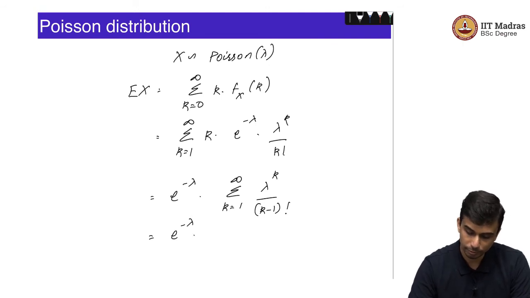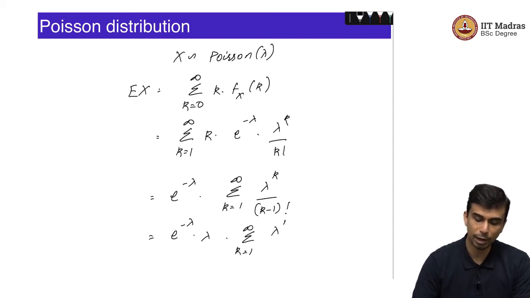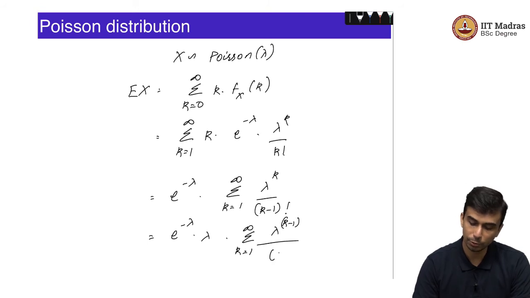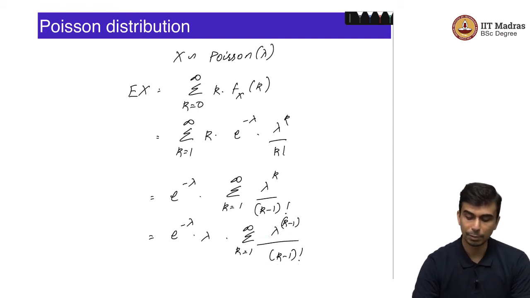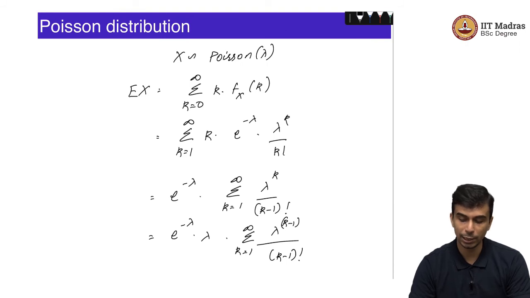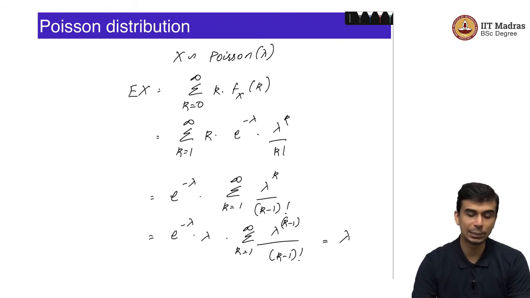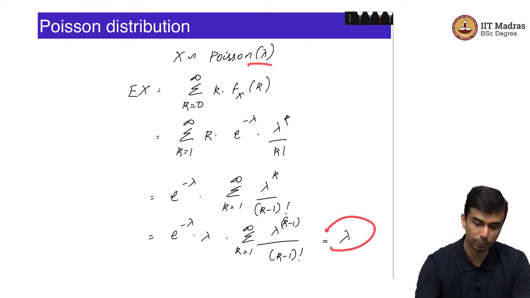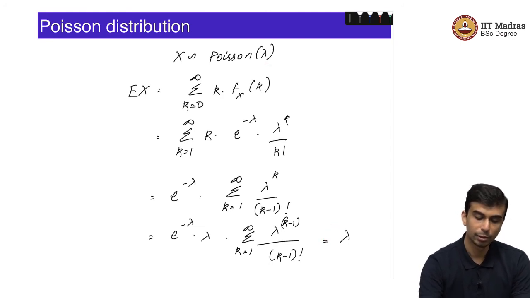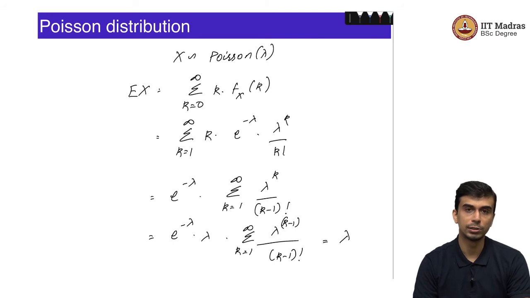of lambda to the power k by k minus 1 factorial. Let us take just one lambda outside. So, e to the power minus lambda into lambda into the sum over k equal to 1 to infinity of lambda to the power k minus 1 by k minus 1 factorial. Let us call k minus 1 a dummy variable, let us say L, which means that k equal to 1 to infinity is the same as L equal to 0 to infinity of lambda to the power L by L factorial, which is exactly equal to e to the power lambda. So, e to the power lambda cancels with e to the power minus lambda to give us lambda. So, the expected value of a Poisson distributed random variable with parameter lambda is equal to lambda.